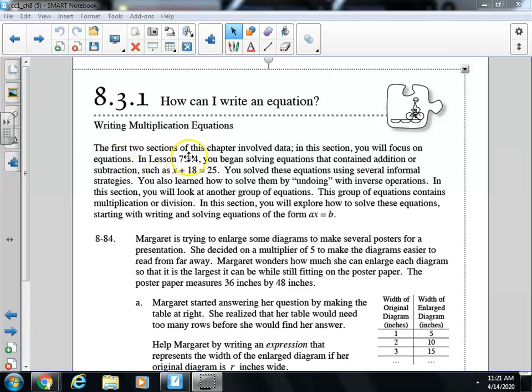In lesson 7.3.4, you began solving equations that contain addition or subtraction, such as x plus 18 is equal to 25. You solved these equations using several informal strategies. You also learned how to solve them by undoing with inverse operations. In this section, you will look at another group of equations. This group of equations contains multiplication or division. You will explore how to solve these equations, starting with writing and solving equations of the form ax is equal to b.